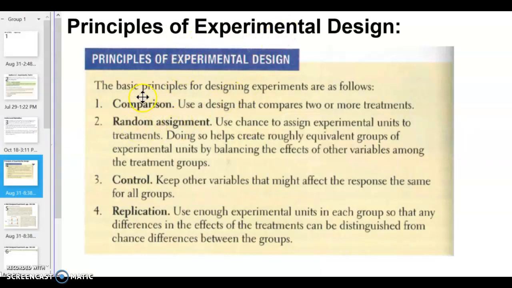When you're making an experiment, there are certain principles. Comparison: we need to be comparing 2 or more treatments. When we say treatments, one of them can be a placebo. So it can be a fake, or it can be the control group. Placebo is a control group. Sometimes we talk about a placebo group with medicine, but it doesn't always have to be just with medicine. We need to randomly assign. We need to control, keeping other variables from affecting the response. So we want to try to have a control group to do that. And then we need to replicate.